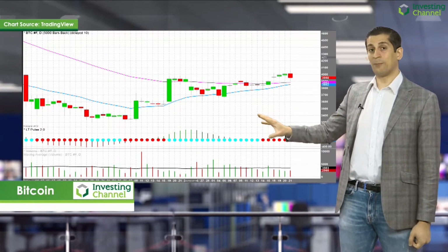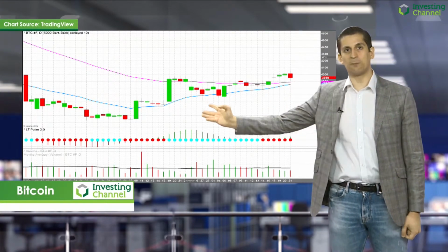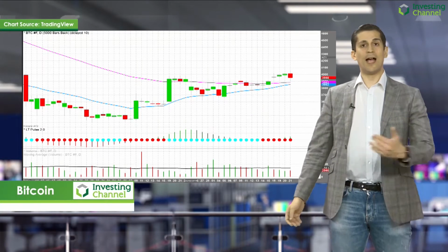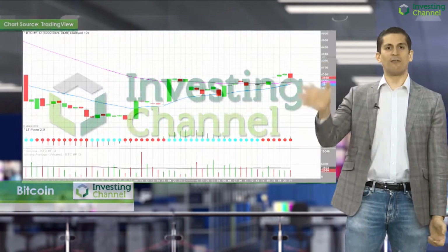I don't think this is actually an uptrend on Bitcoin as we're seeing here. And that means potentially in the next few months, we could see a retest of the previous lows, maybe the lows of January or December. All right, guys, and of course, we'll cover that in a separate video.